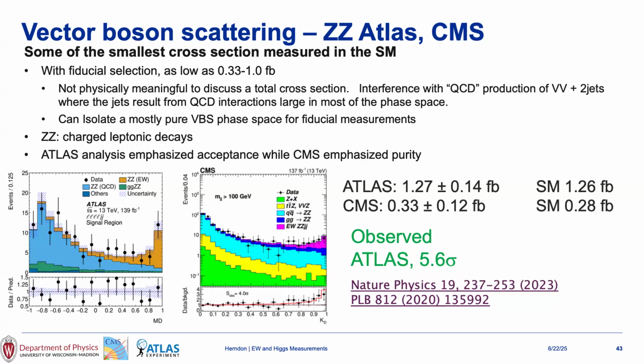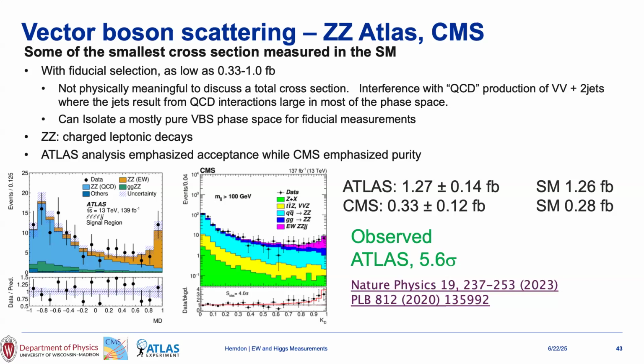It's really not worth talking about a total cross-section here, because in most of the region of phase space, the interference with the QCD diagrams can be so strong that you can't really differentiate that you're seeing electroweak scattering. But you can isolate a phase space where you see very forward jets and higher pT vector bosons that is then dominated by vector boson scattering. So we can make a fiducial selection and get a region that's like 95% vector boson scattering.